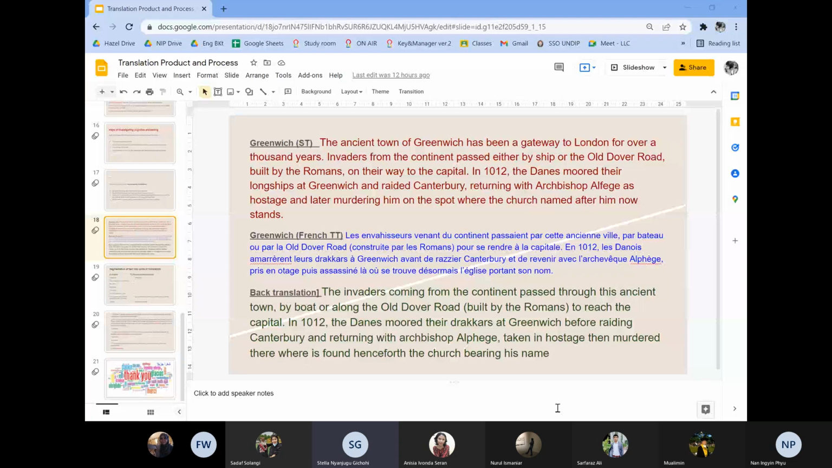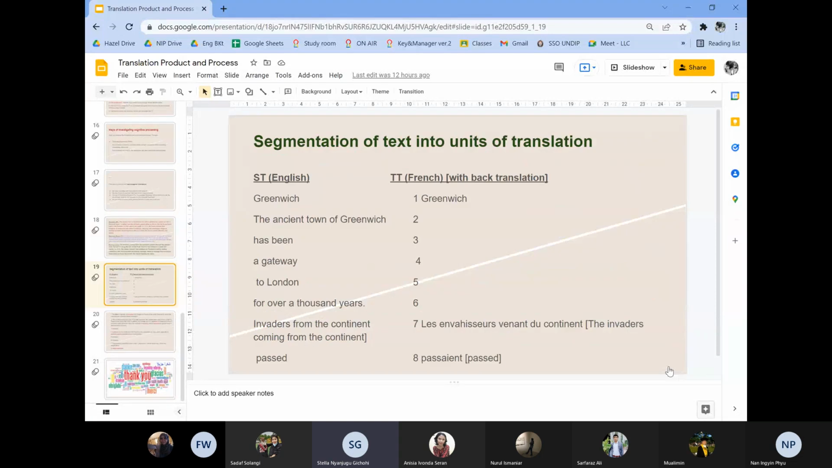Okay, so I want you to see the English one, the source text. It begins with the ancient town of Greenwich has been a gateway to London. But look at the back translation. The invaders coming from the continent passed through this ancient town. So as you can see, there's a process going on. There are some parts that are missing. Of course, the title is the same. You can see the title doesn't change at all, but the way it begins is different. So going on to the next slide, we'll see what is happening.